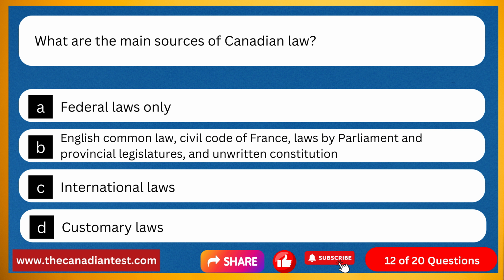Question 12. What are the main sources of Canadian law? Option A, federal laws only. Option B, English common law, Civil Code of France, laws by Parliament and provincial legislatures, and unwritten constitution. Option C, international laws. Option D, customary laws.